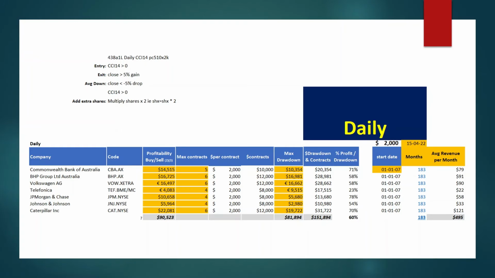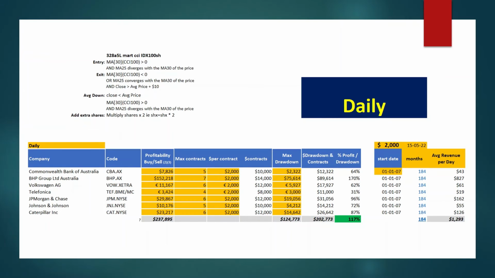These are the results of our CCI 14 breakout strategy. Now we are trading $2,000 per trade. We're beginning back testing in January 2007, which covers the GFC, COVID and the Ukraine downturns. We show total revenue per stock, the number of times we had to average down, and the total drawdown effect. Then a monthly average revenue based on the number of months from 2007 until today.